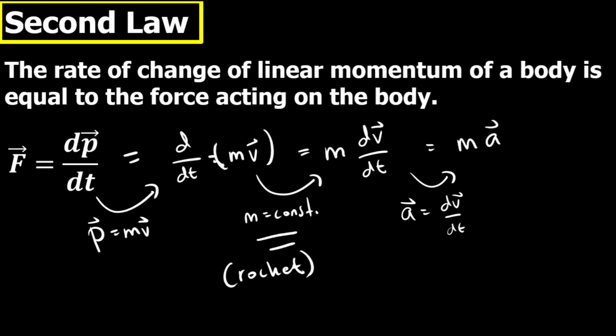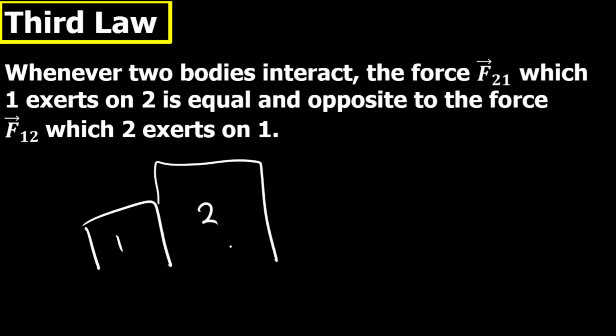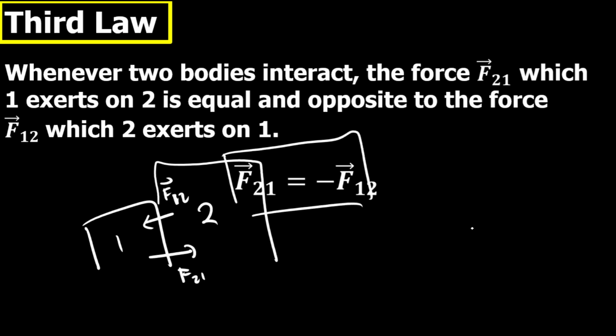The third law says that whenever two bodies interact, let's say body 1 and body 2, the force F21, which body 1 exerts on body 2, is equal in magnitude and opposite to the force F12. Sorry, F12. So what that means is that F21 is going to be minus F12.